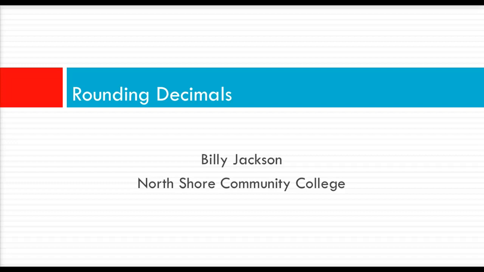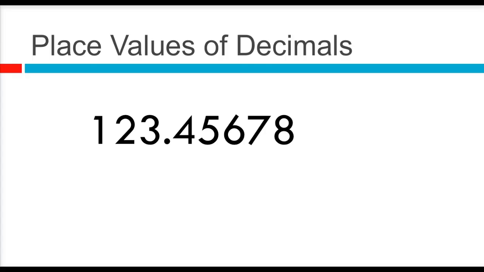This video is going to be about rounding decimals. Before we get into rounding decimals, it's important that you know the names of all the place values of the decimals. So here we have an example, the number 123.45678. You'll see the decimal point there in the number, and the first place value to the right of that decimal point is called the tenths place.